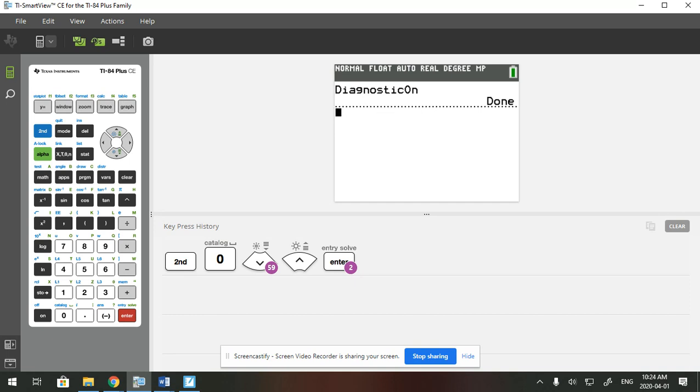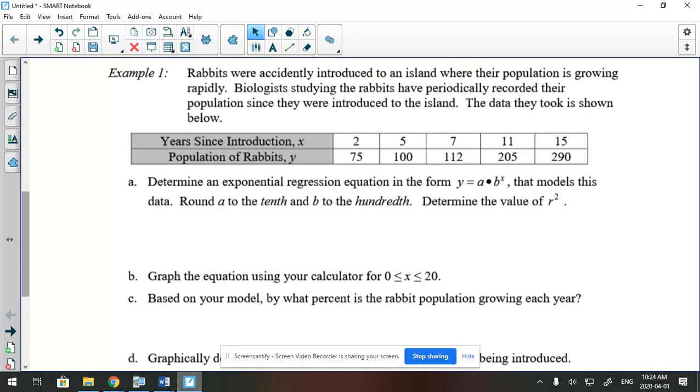Okay. So now let's go back to our original question. And I tried to write most of this down in the photocopied copy of the notes as well so that you kind of know what to push as well. Here is our data. Rabbits were accidentally introduced to an island where their population is now growing rapidly. Biologists studying the rabbits have periodically recorded their population since they were introduced to the island, and here's the data.